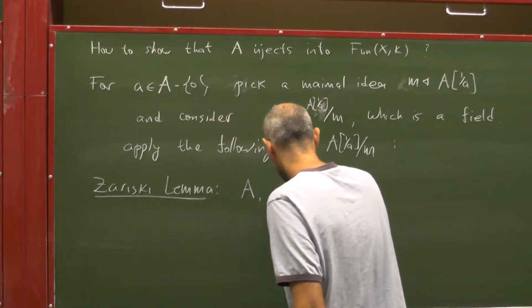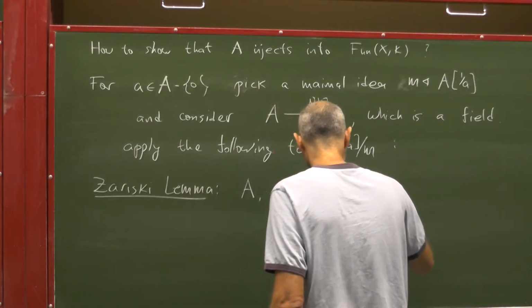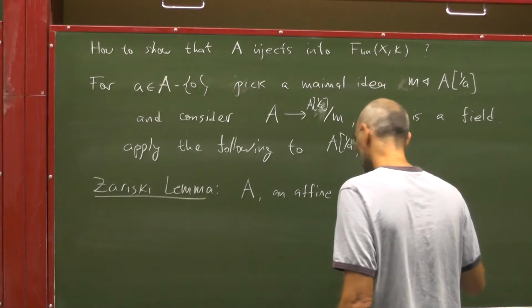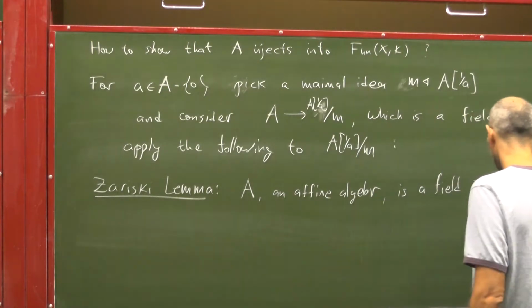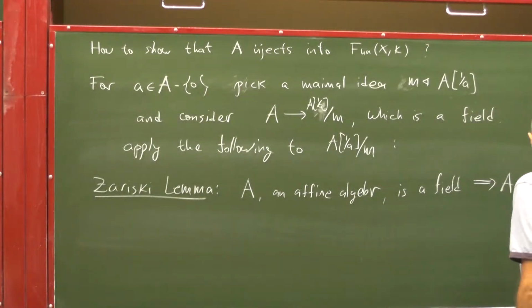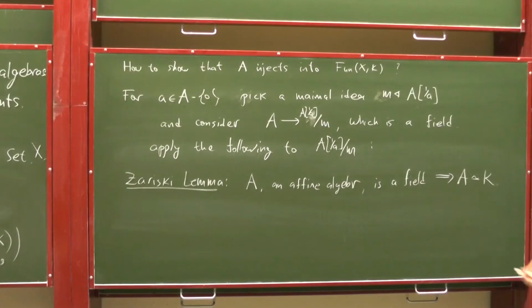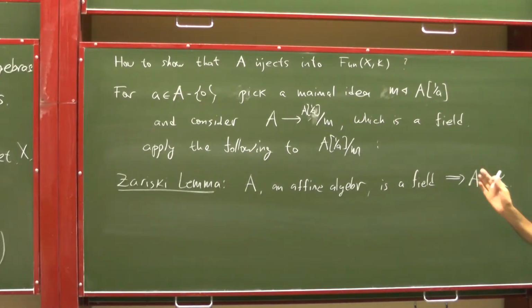A finitely generated algebra is a field if and only if A is K itself. I could write A equals K, because K embeds canonically in A. I probably didn't say it, but all algebras here are commutative with one. And this canonical embedding should be all of A.